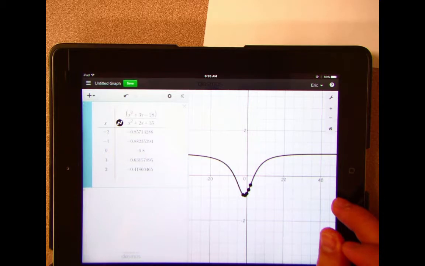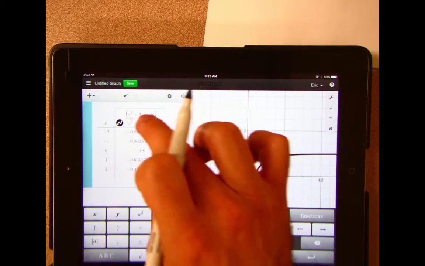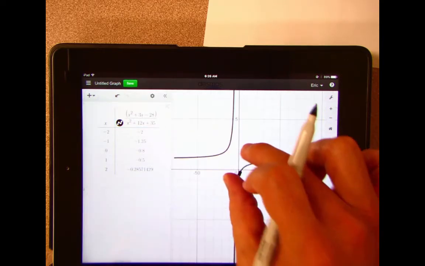So, did I put something in wrong? Looks weird. Minus 28. Oh, that's why. Plus 12x. I was like, this looks weird. Hey, there we go. Okay.